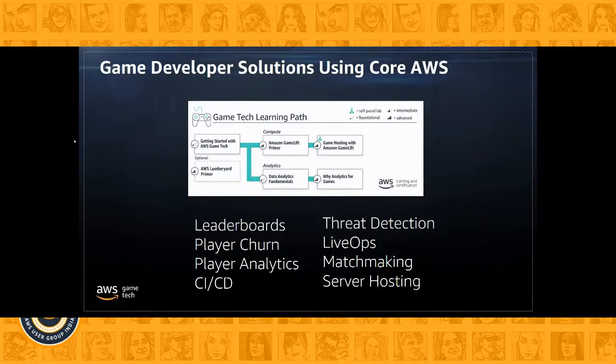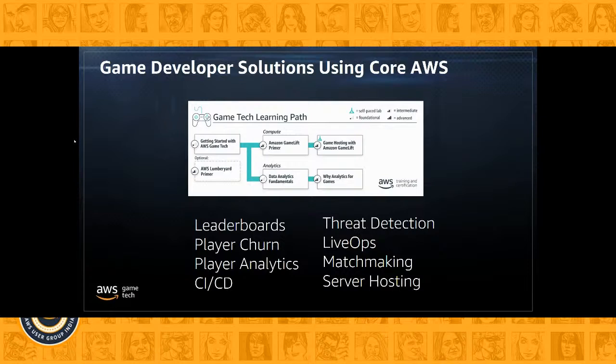One of the solutions is that you can utilize core AWS services. We bundle together different solutions based on the needs of game developers. These needs are purely based on us going to game developer communities, talking to them, and seeing what solutions would be most useful to them. With our AWS training and certification team, we created a Game Tech learning path. So anyone who is new to AWS Game Tech or even new to AWS can look at, okay, how do I get started with AWS? I can also do a course with Lumberyard.